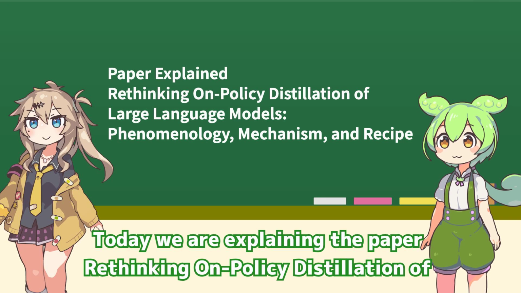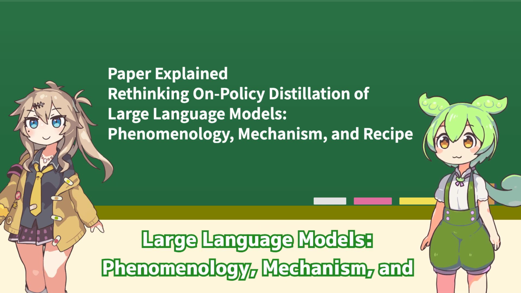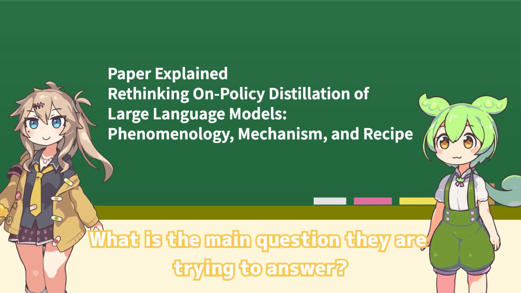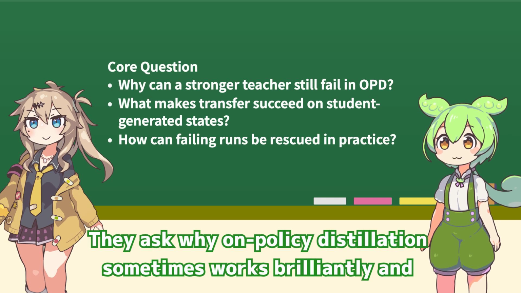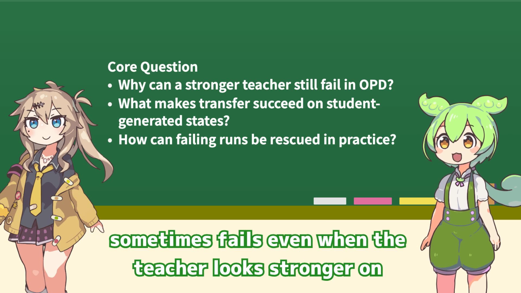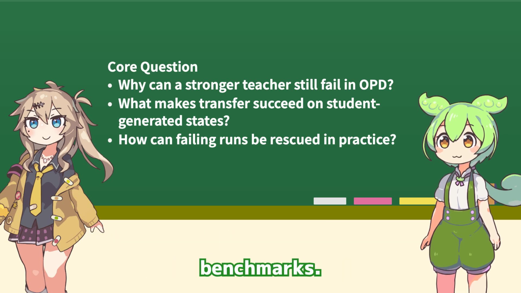Today we are explaining the paper Rethinking On-Policy Distillation of Large Language Models: Phenomenology, Mechanism, and Recipe. What is the main question they are trying to answer? They ask why on-policy distillation sometimes works brilliantly and sometimes fails, even when the teacher looks stronger on benchmarks.